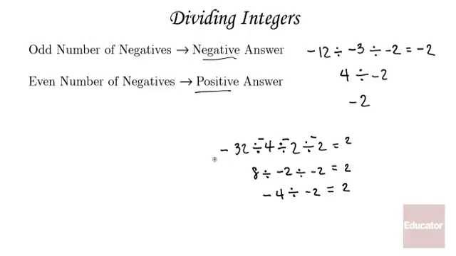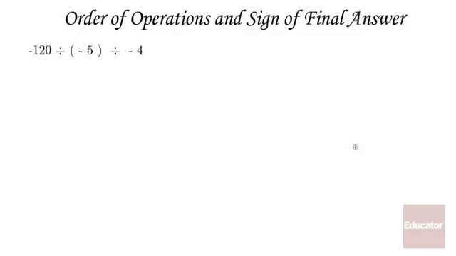So notice that when we started out with 4 negatives, an even number of negatives, our answer came out positive. Let's look at the order of operations and the sign of the final answer. I'm going to start out doing this problem by just working through the order of operations, so moving left to right. A negative divided by a negative is going to give me a positive. Sometimes you could put a little positive here to remind you that you've already taken care of the sign.